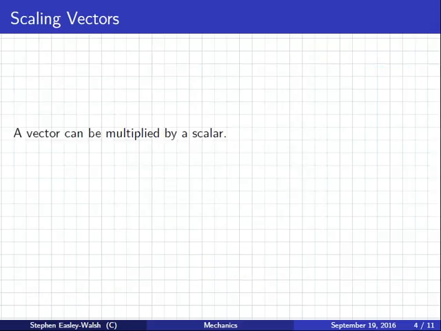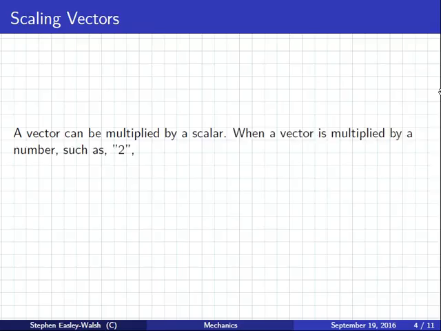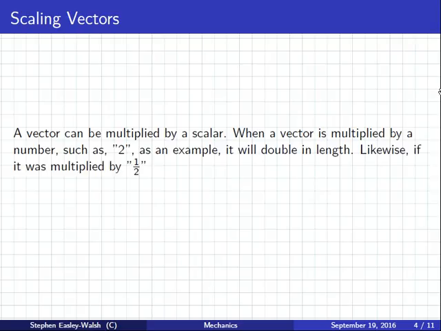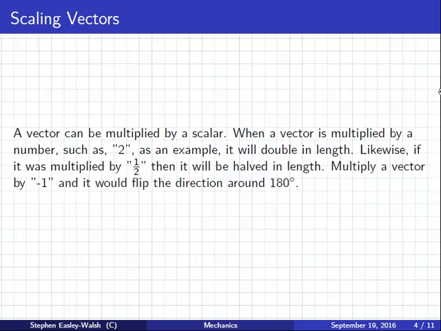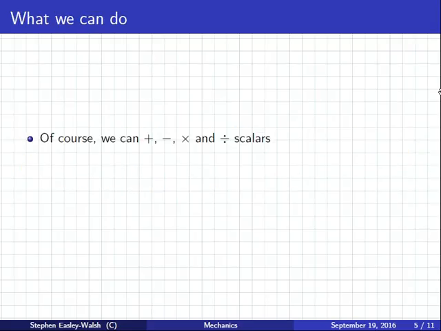Also, we can multiply a vector by a scalar. So for example, when you multiply a vector by a number like 2, what do you think happens? I'm sure someone knows this. If you multiply a vector by the number 2, stretch 2 times bigger. So it'll double its length. And if you multiply by a half, it'll half its length. And if you multiply by -1, you flip it around 180. So, flip it around.